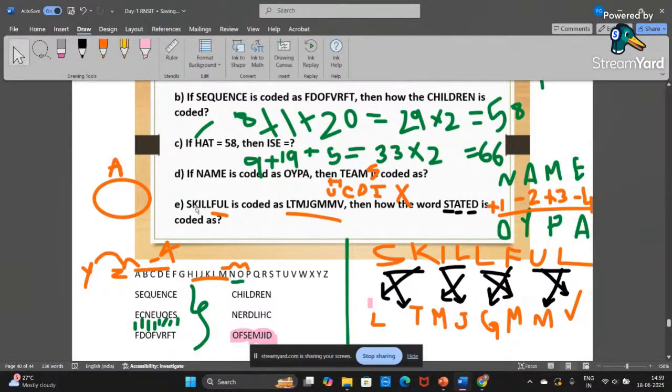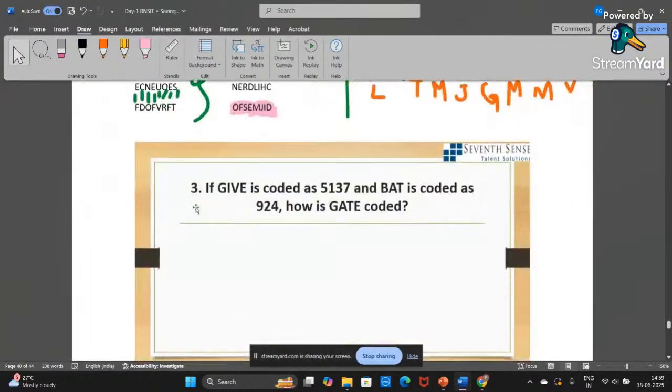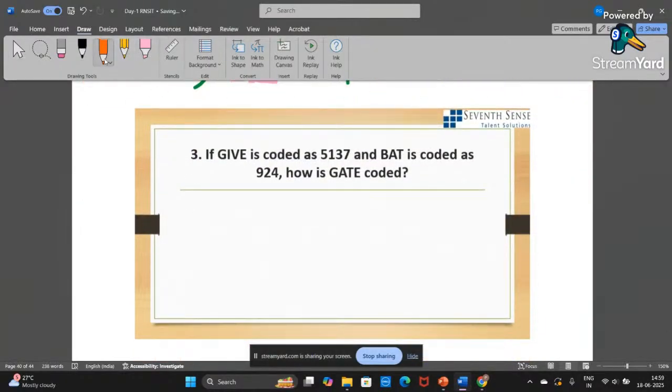Now we'll move on to the next one. In this, see they have given the word, and for that they have given numbers. So let us see the letters and numbers. If the letters are different and the numbers are different, that means they've assigned values for the letters. For G, they've assigned 5. For I, it is 1. For V, it is 3. For E, it is 7. Same way, for B, it is 9. For A, it is 2. For T, it is 4. Based on this, we need to code the word GATE.